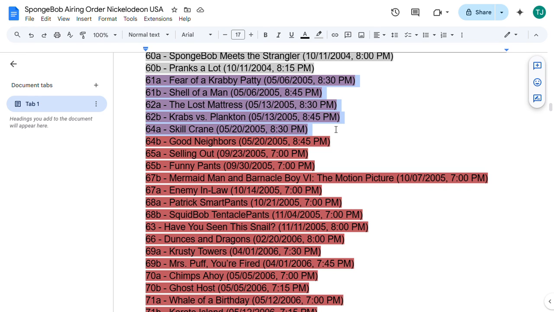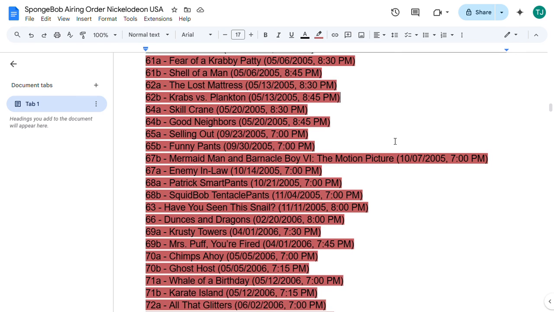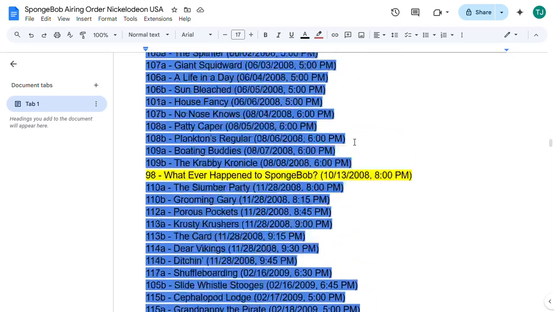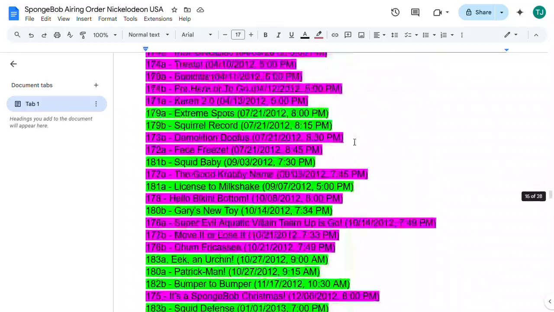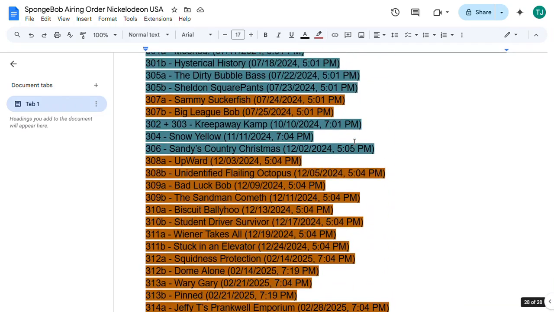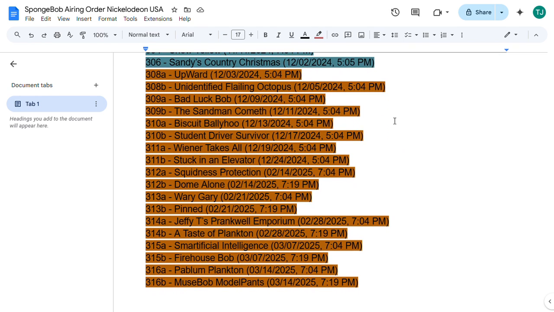Season 4 was the first season where one of the main ways of airing episodes was separately rather than together, because Selling Out and Funny Pants are sister episodes, and they aired 7 days apart. And Mermaid Man and Barnacle Boy 6 and Enemy In-Law are sister episodes, and they are also 7 days apart. Most episodes from now on follow this, but not all of them. In fact, no season of the main series so far has had it so that none of the episodes aired on the same day, because all of them have had that.